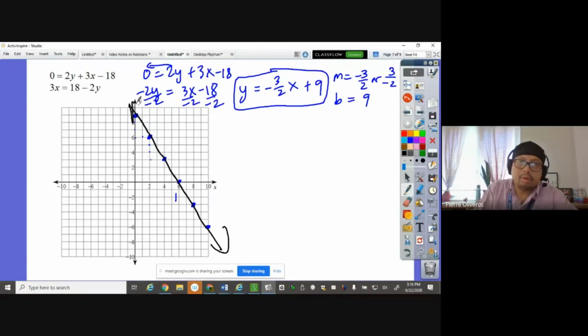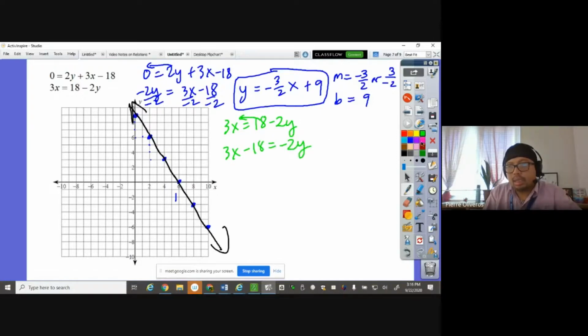There you go. And then the next one here would be 3x is equal to 18 minus 2y. I can move the 18 to the other side. So 3x minus 18 equals negative 2y. I can divide everything here by negative 2, negative 2, negative 2. So this will be y is equal to negative 3 halves x plus 9. Or I can flip them over, make it y equals negative 3 halves x plus 9.